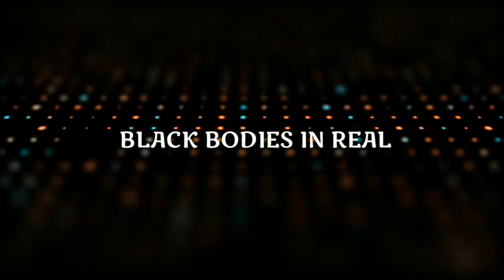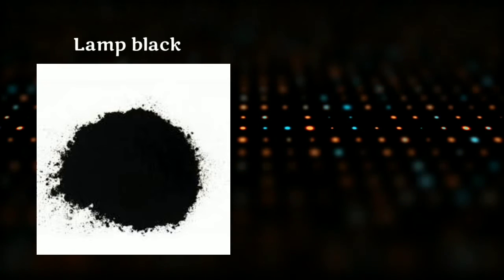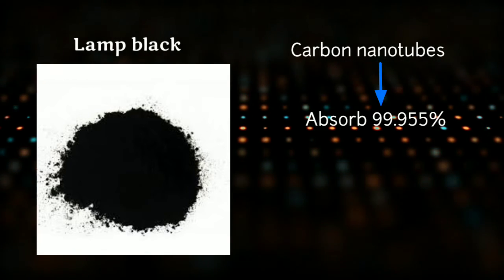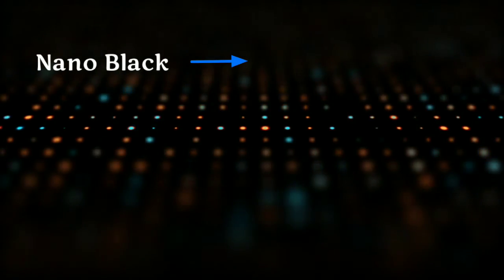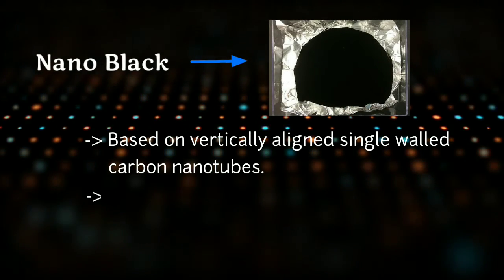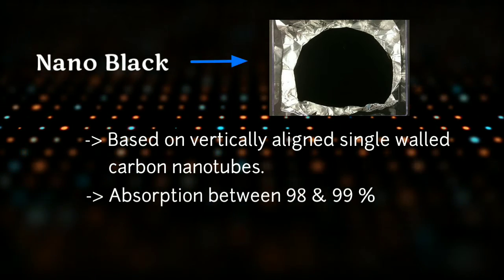Black bodies in real life: it has long been known that a lamp black coating will make a body nearly black. An improvement on lamp black is found in manufactured carbon nanotubes. The carbon nanotubes absorb nearly 99.955% of radiation. In 2009, a team of Japanese scientists created a material called nanoblack, which is close to an ideal black body, based on vertically aligned single-walled carbon nanotubes. This absorbs between 98% and 99% of the incoming light.